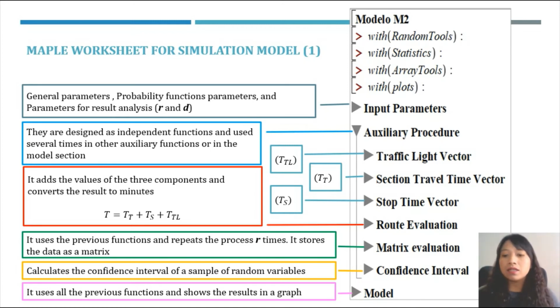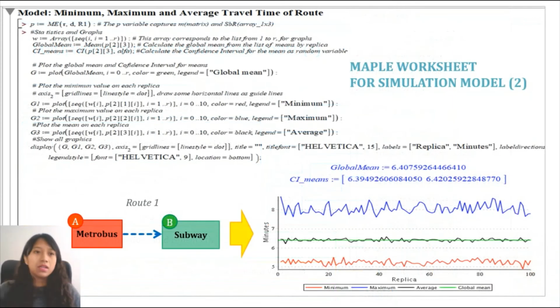Finally, as another section, there is the model. It uses all the previous functions and shows the result in a graph. In this slide, we present the structure of the model section. Here we use the auxiliary functions and create the graph to present results. This example is for the first route, from point A to point B.